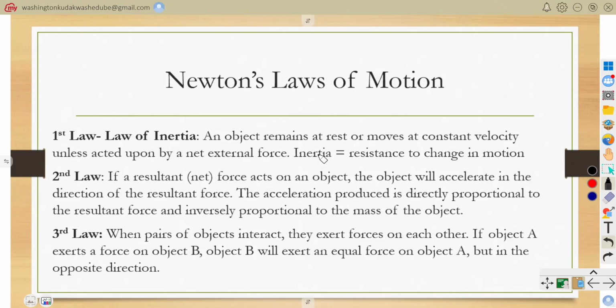Newton's second law states that if a net resultant force, or a net external force, acts on an object, the object will start to accelerate. And the acceleration of that object would be in the same direction as the resultant net force. You get to see that the acceleration produced is directly proportional to the resultant force and inversely proportional to the mass of the object. That is what Newton's second law says.